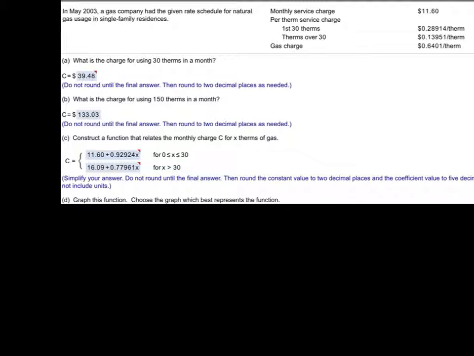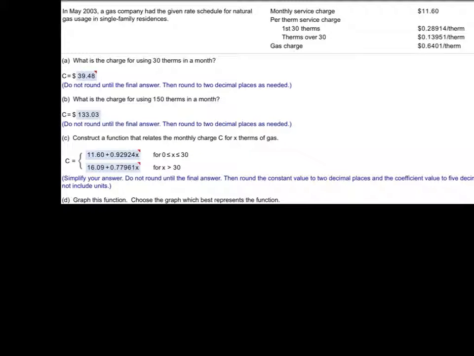Okay, class. I got the following question from a student, and initially I misunderstood the question. Here, I think their question is regarding this portion of the problem. They wanted to know, how did they get 16.09? Okay, so we're going to take a look at part C here.